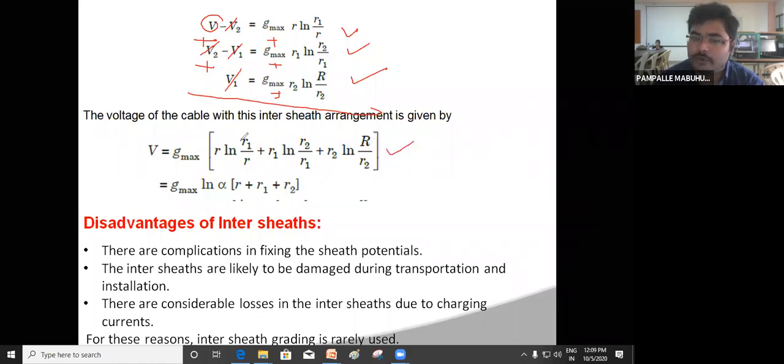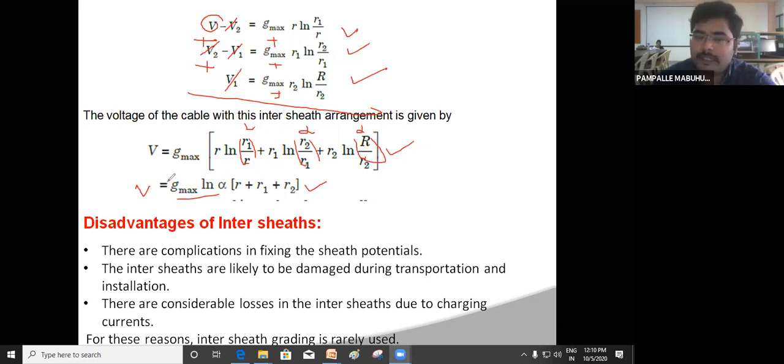Again, you know that these ratios will be equal to alpha. So you will have ln alpha, ln alpha, ln alpha. You take ln alpha as constant. Then operating voltage V is equal to Gmax ln alpha into R plus R1 plus R2. So this is the operating voltage when you consider the intersheath grading.